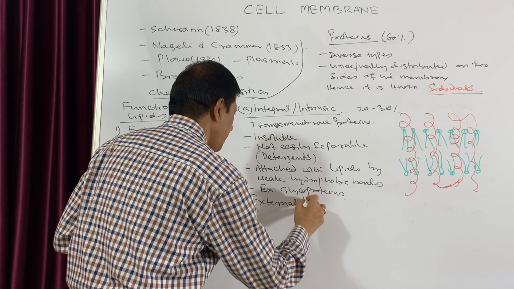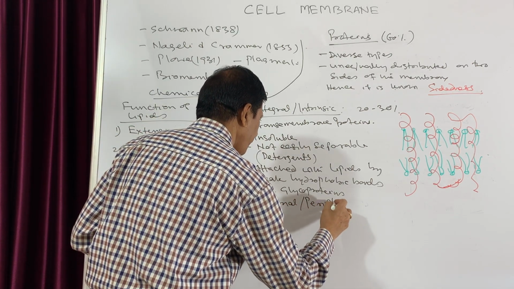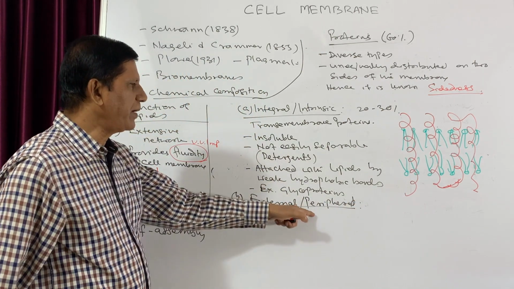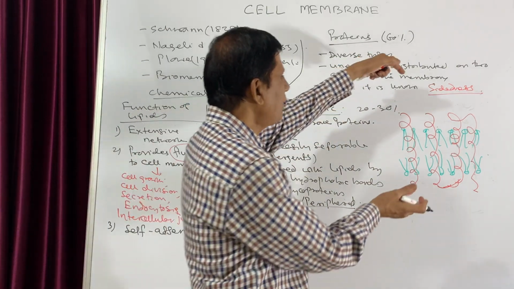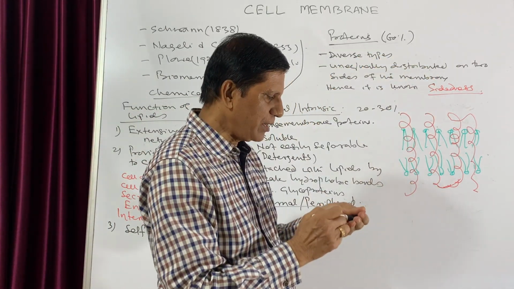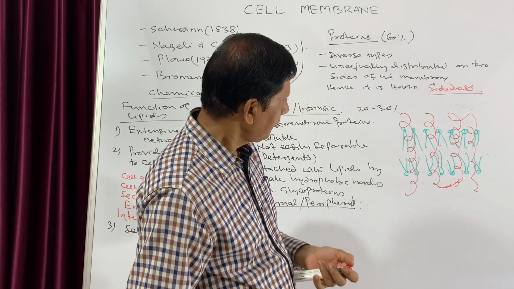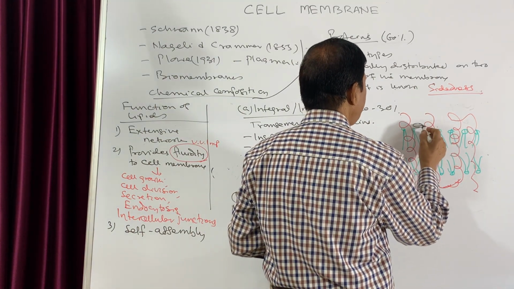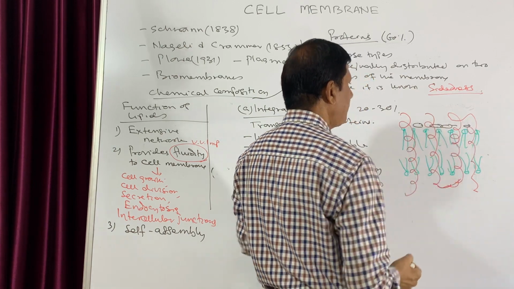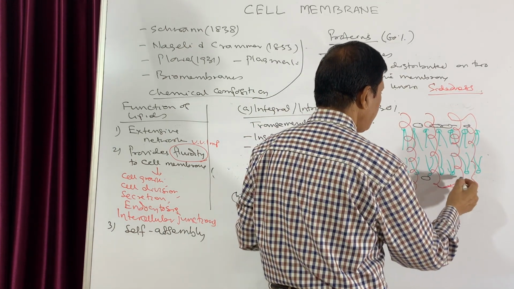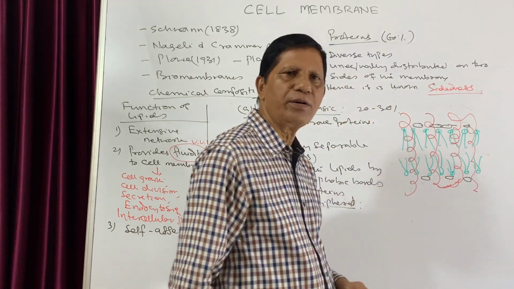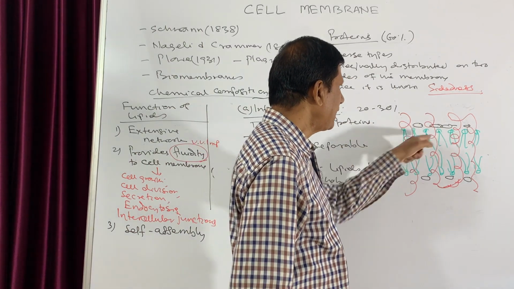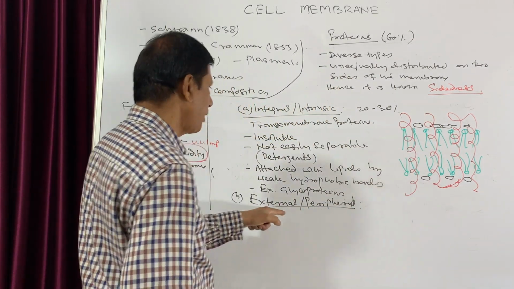External or peripheral proteins. Now the external or peripheral proteins are present on either side of the membrane. Suppose here some proteins are there. That means this is the outer side, and some are present on the lower side of the cell membrane, towards the cytoplasm. So they are present like this. These are the external or peripheral proteins.